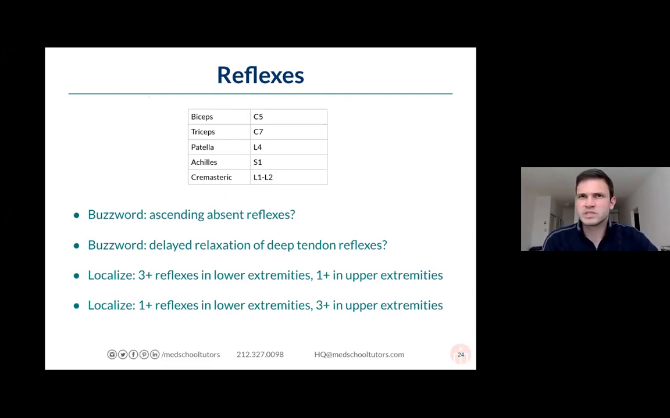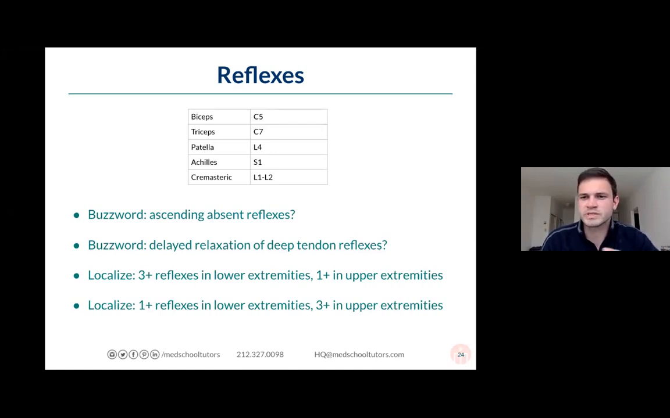Caveat for those of you who are Step 2 or just clinically: most people who have had 60 or 70 or more birthdays don't have their Achilles reflexes anymore. Cremasteric reflex, I've never seen people test clinically, important for testicular torsion. L1, L2, which is the genitofemoral nerve.